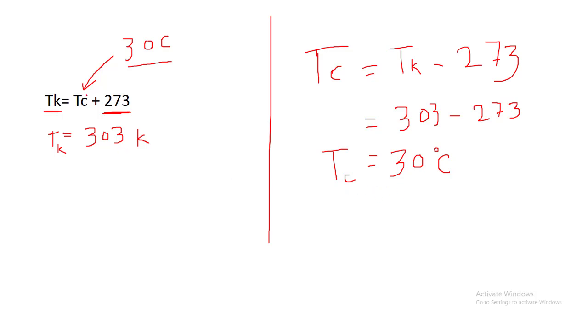So it could be Tk unknown, it could be Tc unknown. If Tk is unknown, this is the equation you use. If Tc is unknown, this is the equation you use.